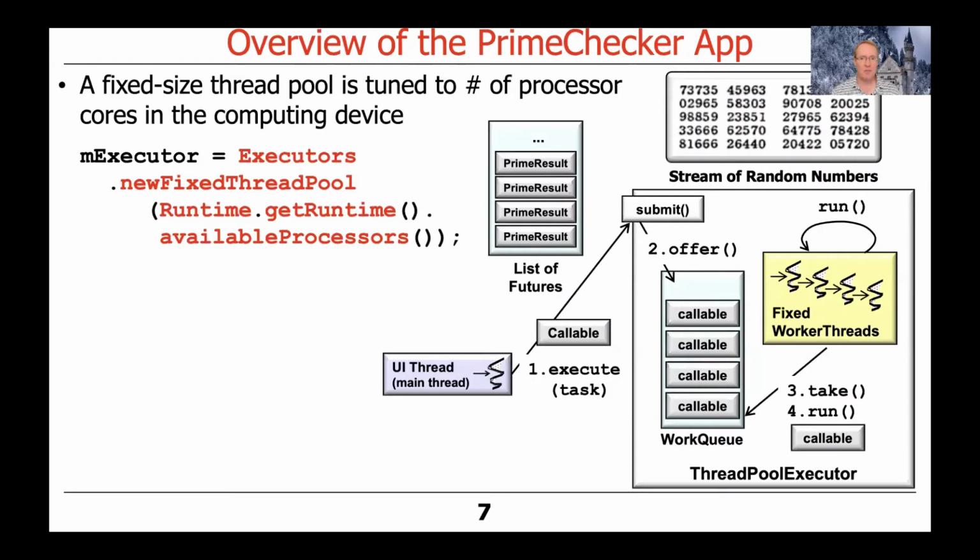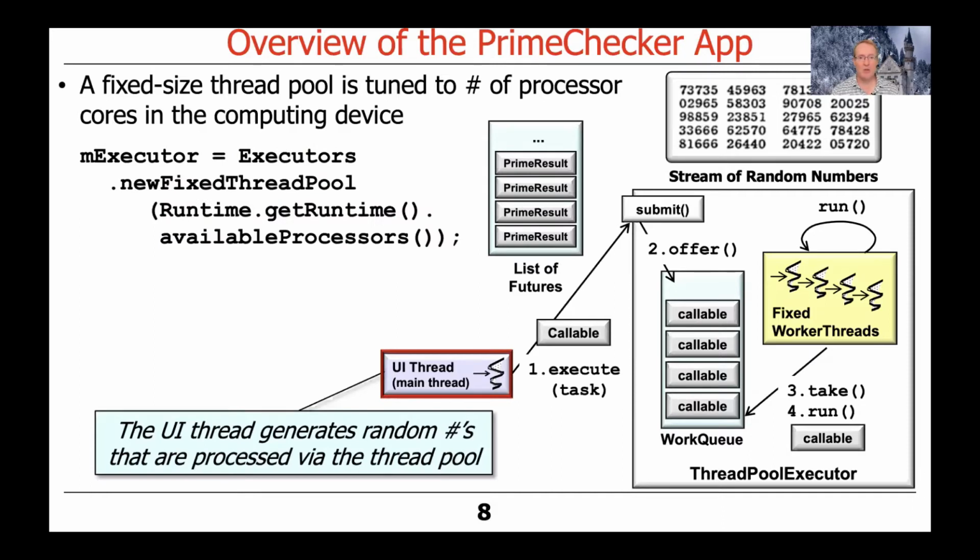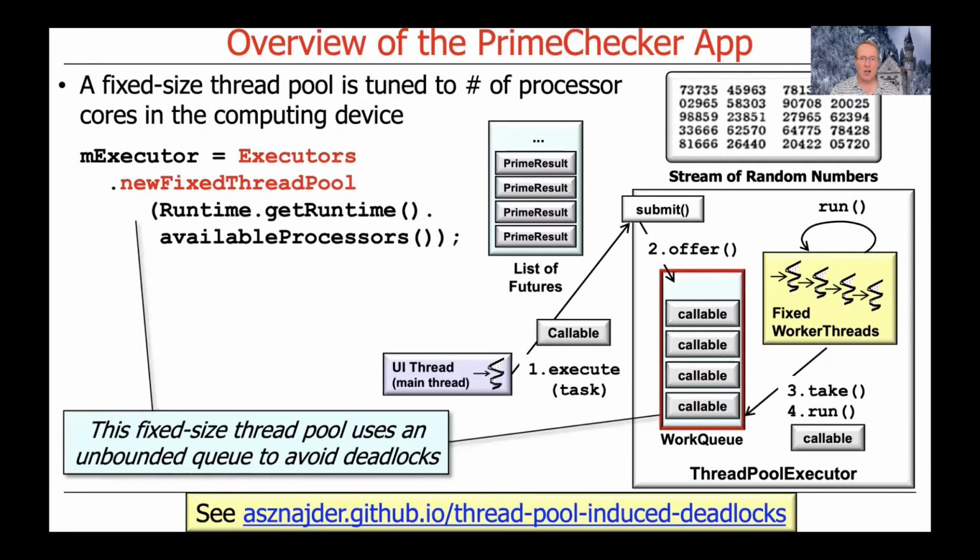This particular implementation, again, will use a fixed thread pool where we are pegging it to the number of cores that the Java execution environment knows about our underlying hardware platform. And then we have a user interface thread, or rather Android gives us a user interface thread that will generate random numbers that are then submitted to and processed by worker threads in this fixed size thread pool. Internally, out of the box, the newFixedThreadPool method on the Executors utility class will use an unbounded queue to avoid deadlock problems.